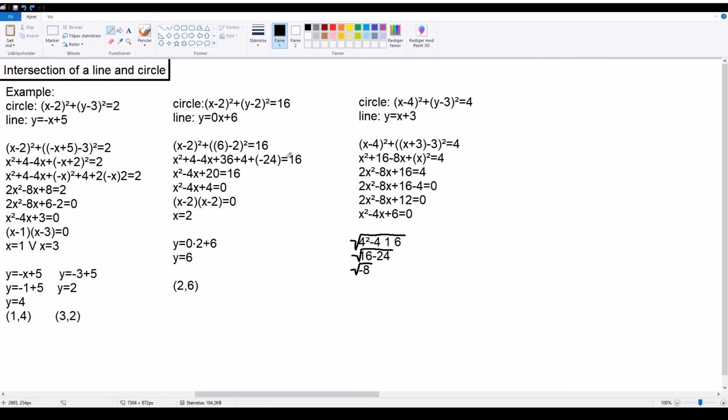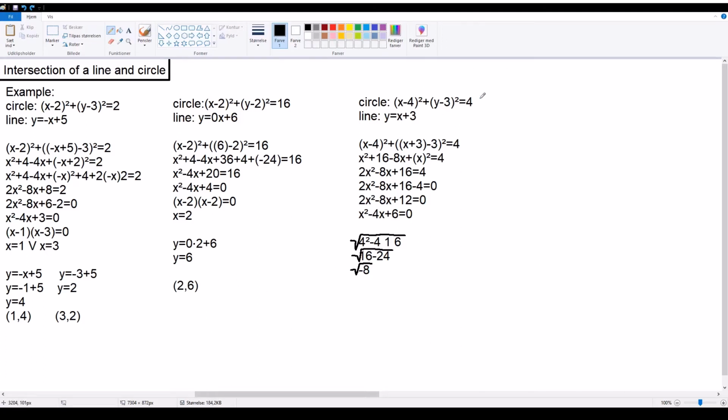So yeah, you just end up with this. Then you expand both brackets, and then you simplify, and end up with this quadratic equation where x can only be 2, meaning that there is one intersection point. You can find that out by putting 2 into our line formula. And since the line formula has 0x, you simply say y equals 0 times x plus 6, meaning that y is equal to 6 and that the coordinate for the intersection is (2, 6).